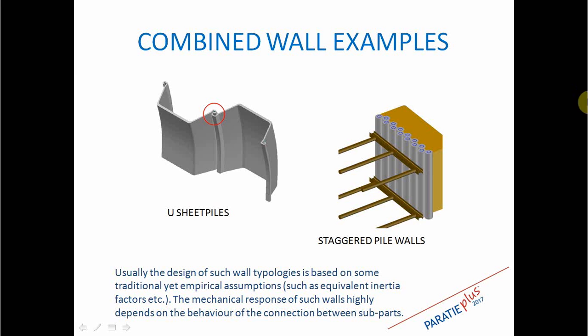So you can see here that in U-sheet piles the overall wall is composed of adjacent elements that are joined through a slipping joint, and this joint in U-sheet piles is along the neutral axis of the overall wall section, so some slippage may occur. And also sometimes this kind of wall can be considered for modeling the behavior of staggered pile walls.